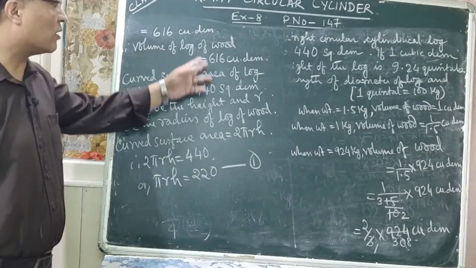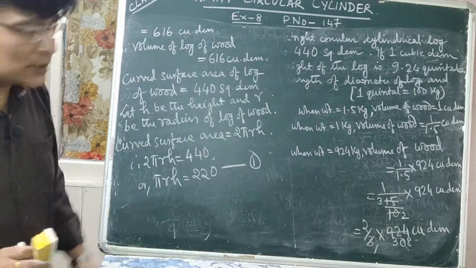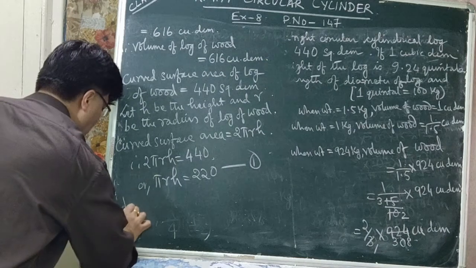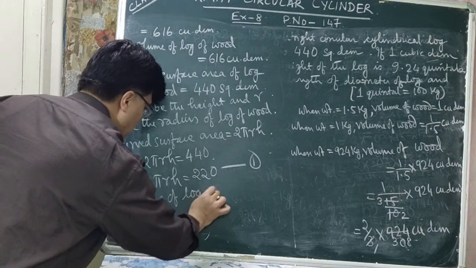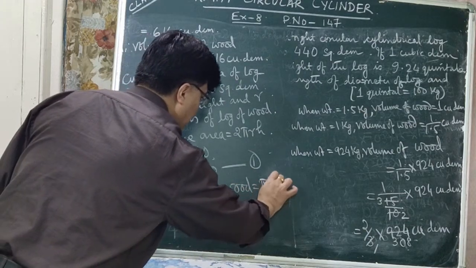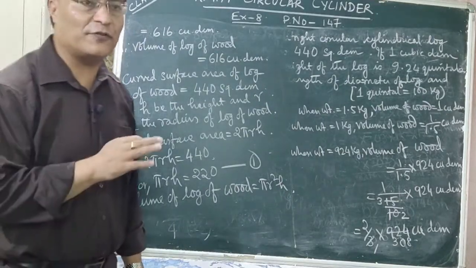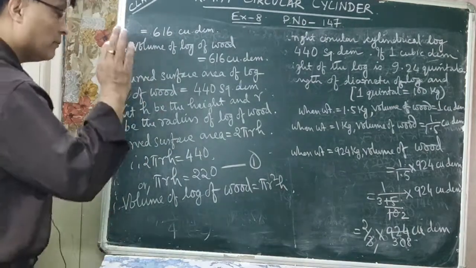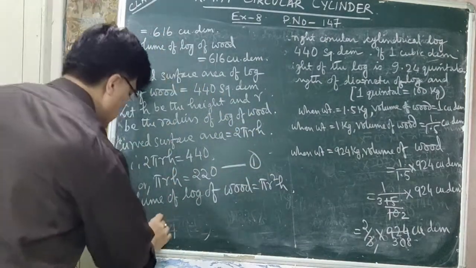Again, we know the volume of the log of wood, that is 616 cubic decimeter. Just now we have calculated it. So let us write down the formula for volume of the log of wood now. Therefore volume of log of wood is equal to, what is the formula? It is pi r square h. That is, log of wood means it is of cylindrical type. So what is this volume? It is pi r square h. Now pi r square h is equal to 616.